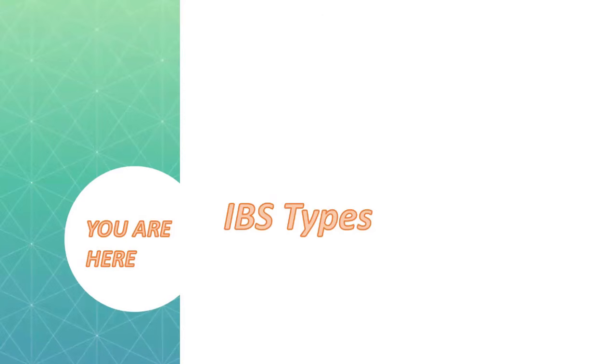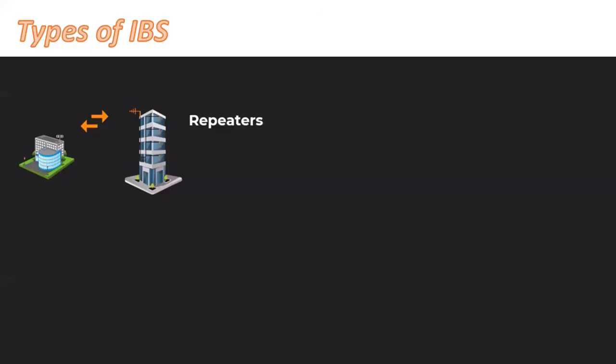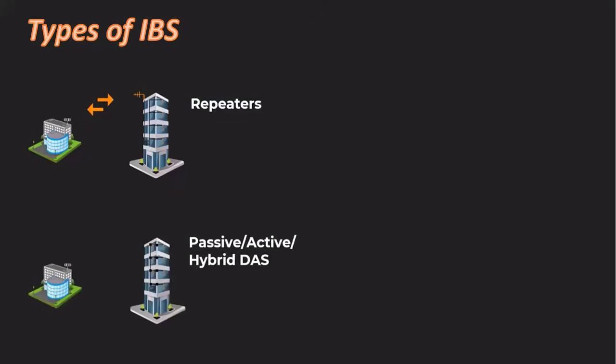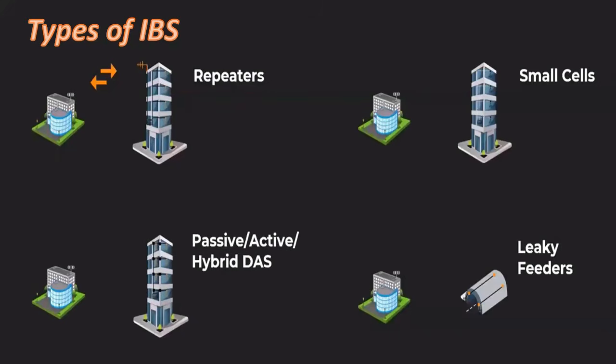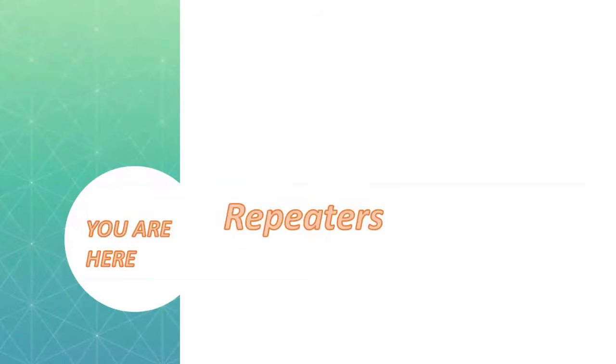So this is an important concept of dB versus dBm. So what are the types of IBS? We have already discussed all types of IBS in our previous session. So just a recap of the names again. There are various types like repeaters, passive DAS, active DAS, hybrid DAS, small cells, leaky feeders, and so on. So let's move to the first concept of repeater.